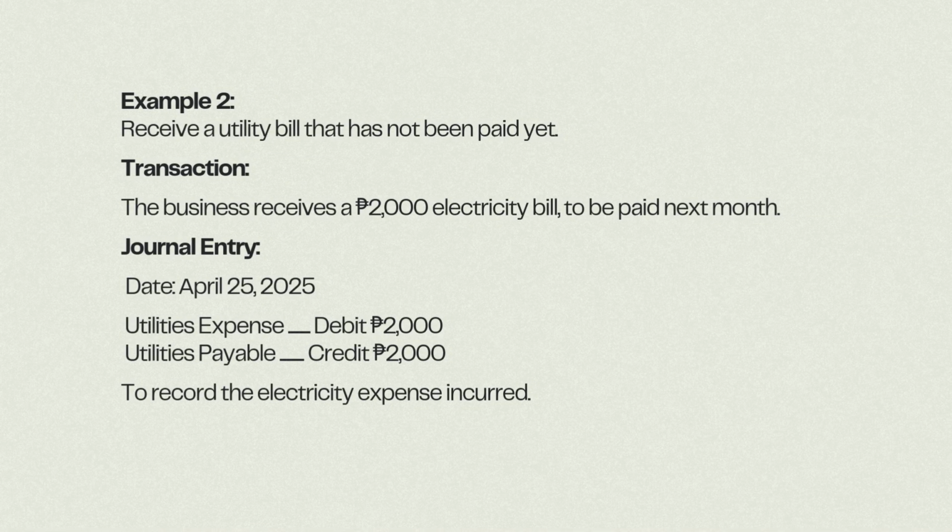Example 2. Receive a utility bill, not paid yet. Transaction: the business receives a $2,000 electricity bill to be paid next month. Journal entry. Date, April 25th, 2025. Utilities expense, debit $2,000. Utilities payable, credit $2,000 to record the electricity expense incurred.